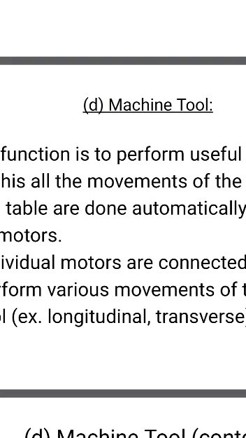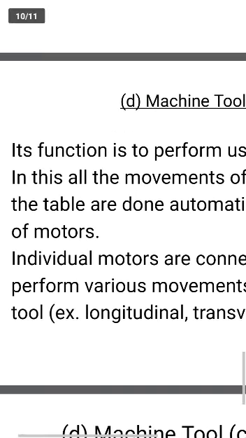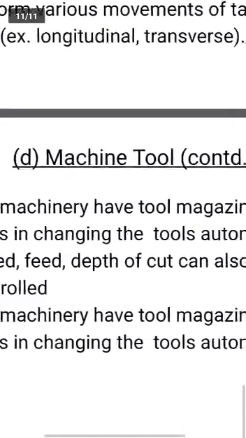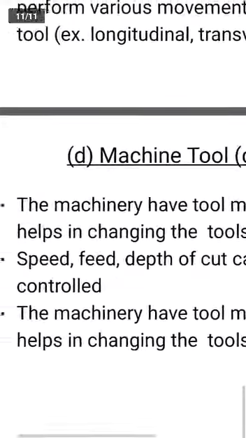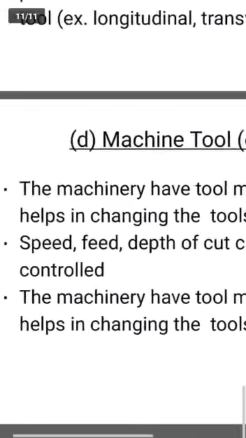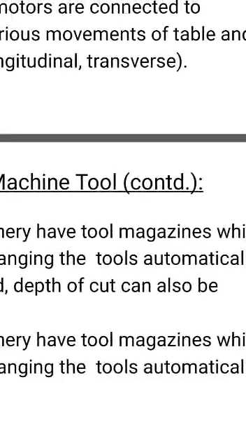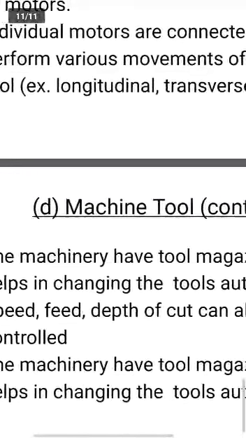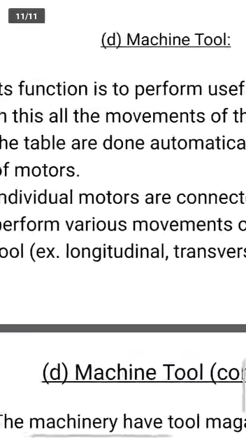The signals are also used to control the speed, feed and cutting tool. So these signals are also used for speed, feed control and cutting tool operation. So all of those it will do. The machine tool has a tool magazine which helps in changing the tool automatically, according to how we have written the program. The machine tool will change the tool operation also.